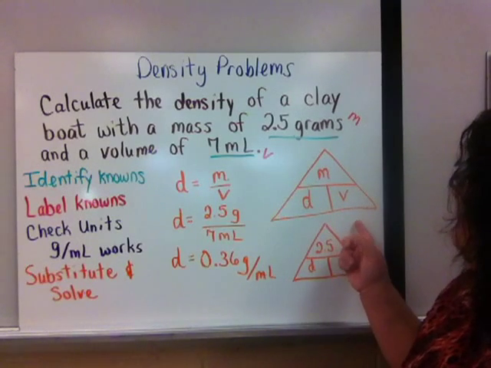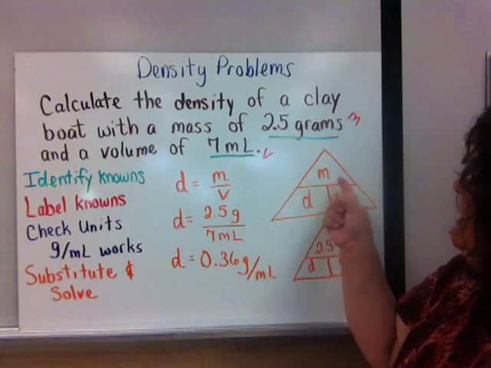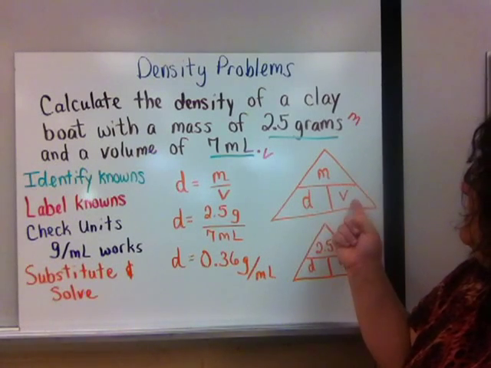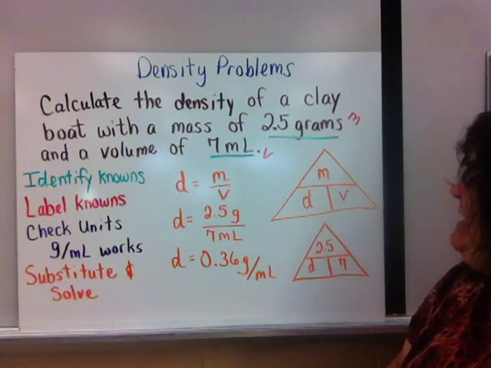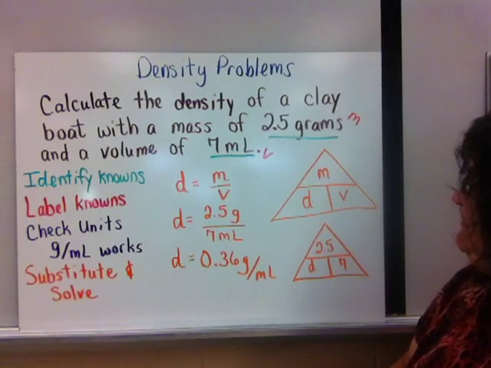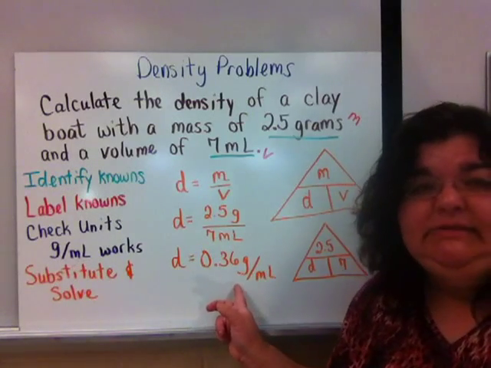Now you still have a mathematical triangle here. Mass and volume are dividing, so I put the mass on top, the volume under it, so that they will divide, and the density takes the leftover space. 2.5 divided by 7 will give you the same answer we got here.